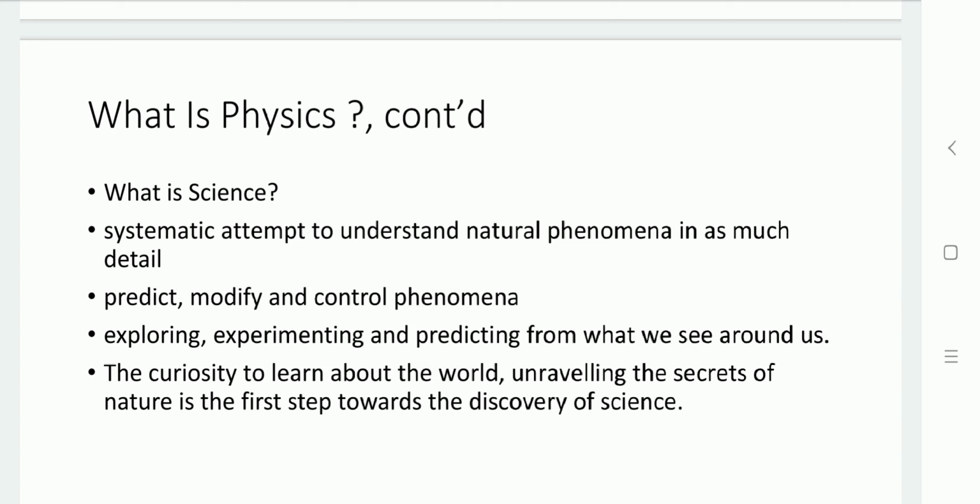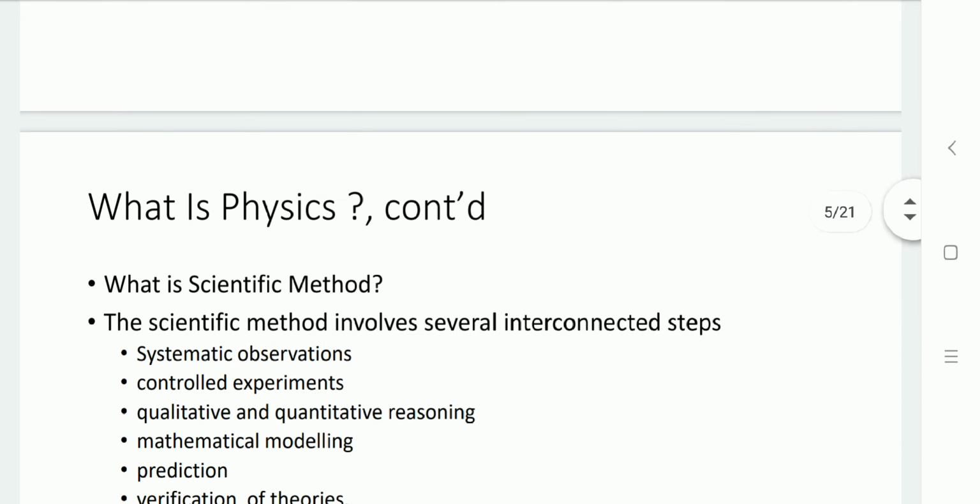To understand the secrets present in nature, we need to use some experiments. We need to do it by predicting some of the parameters. We need to follow some systematic approach. This systematic approach is known as the scientific method, or scientific techniques. Then what is the scientific method?